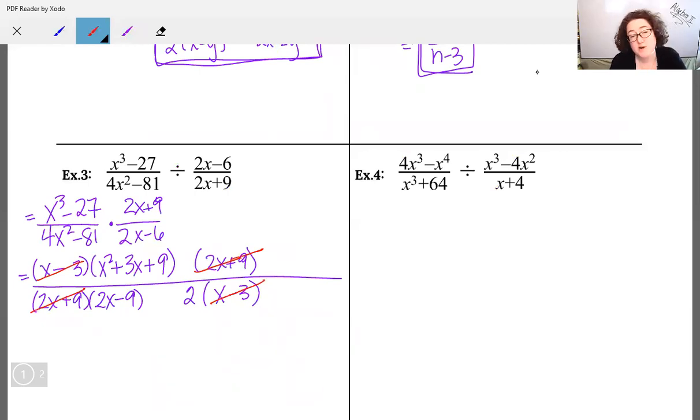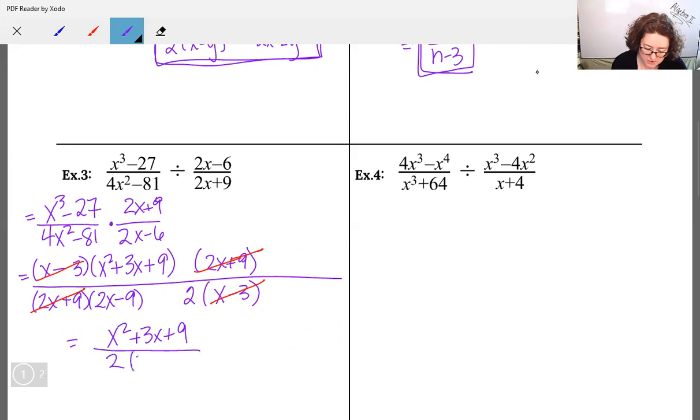Again, that x squared plus 3x plus 9, that came out of a difference of cubes. And so I actually can't factor that out anymore. I could try and I'd keep getting stuck. None of my factor combinations would work. So we are left with the expression then. We have an x squared plus 3x plus 9 in the numerator. In the denominator, we have a 2 times 2x minus 9. And we could leave them written out like that, or we can multiply our denominator back together to give us x squared plus 3x plus 9 over 4x minus 18.